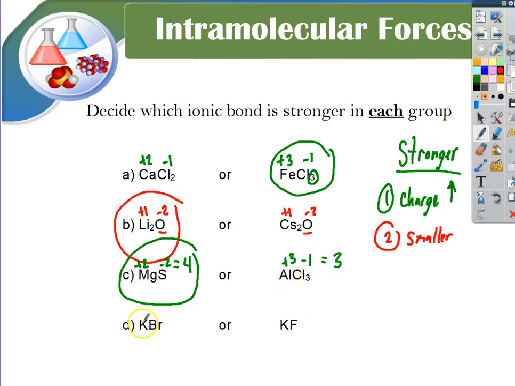And the last one, KBr is a +1, Br is a -1, +1, -1. Same charges, so which one's smaller, Br or F? If you look on the periodic table, F is further up on the periodic table, meaning it has less energy levels, it's smaller. So that's how I can determine if it's ionic, which one will be stronger or which one will be weaker.